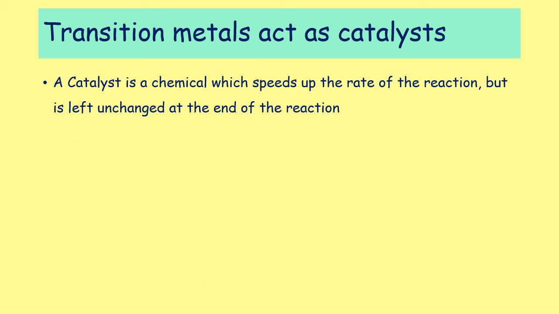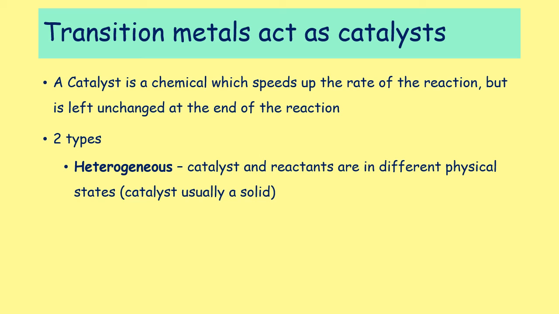Now we're going to look at catalysts. And don't worry, we're not going to look at catalysts in a great amount of detail. It's only a little bit more information compared to what you needed to know for National 5 actually, and Higher. So a catalyst, as you know, is a chemical which speeds up the rate of reaction, but it's left unchanged at the end of the reaction. And there are two types.